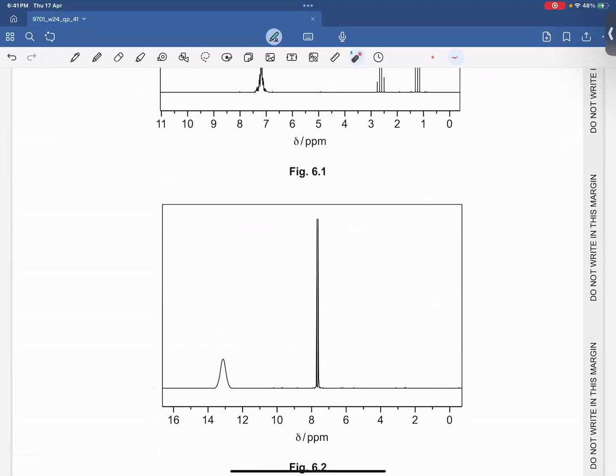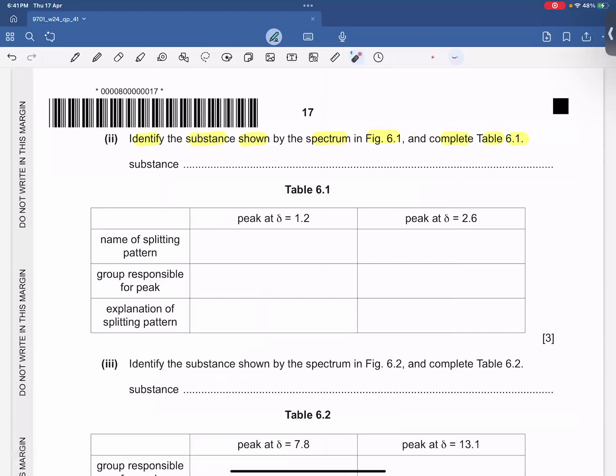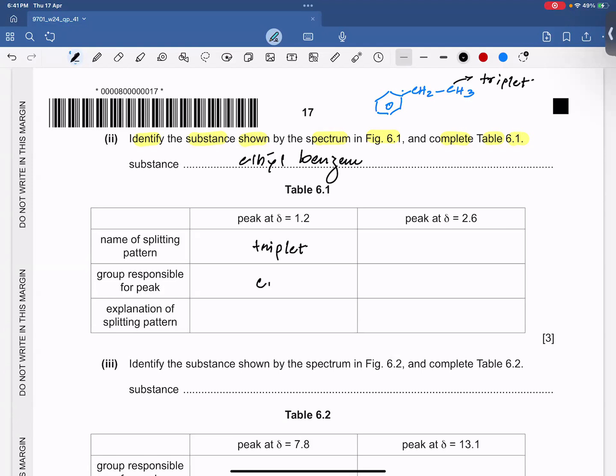Okay. So this is the structure of ethyl benzene. This will give you a triplet. So the peak at 1.2 is basically a triplet splitting. Group responsible for the peak: CH3. Explanation of the splitting pattern: contains 2 protons in the adjacent carbon.